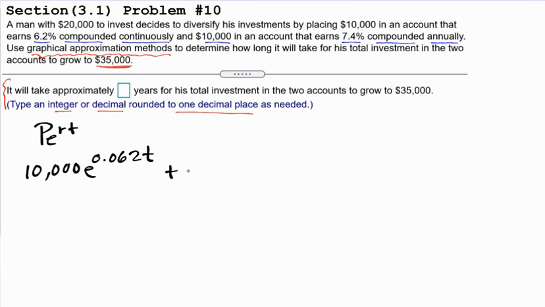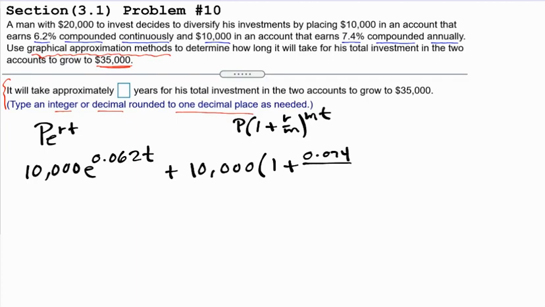We're going to add that to another account that has $10,000 in it, but this one's going to be P times 1 plus R over M to the MT power. And 1 plus our R is 7.4%, so 0.074 over the number of compounds per year. Well, it's annually, so it's once per year. And in the exponent, we have 1 times T. And we want this to grow to $35,000.